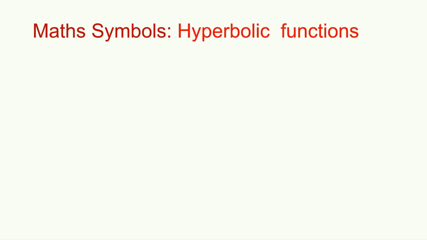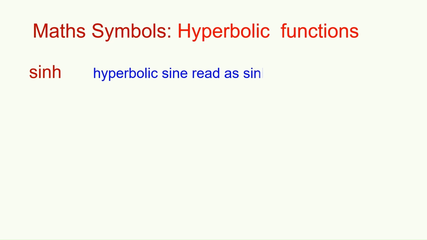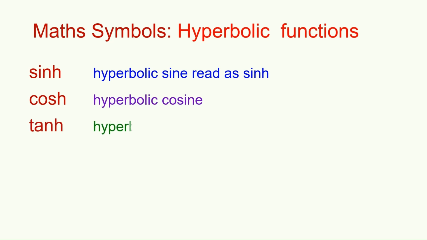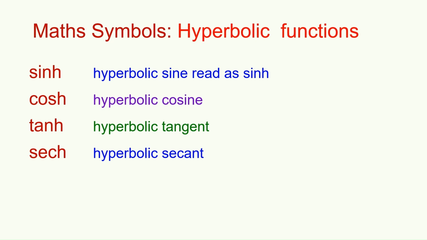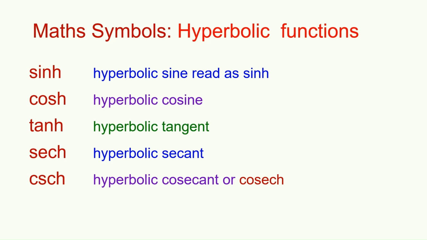Hyperbolic functions. Sinh, hyperbolic sine. Cosh, hyperbolic cosine. Tanh, hyperbolic tangent. Sech, hyperbolic secant. Csch, hyperbolic cosecant, or cosech. Coth, hyperbolic cotangent.